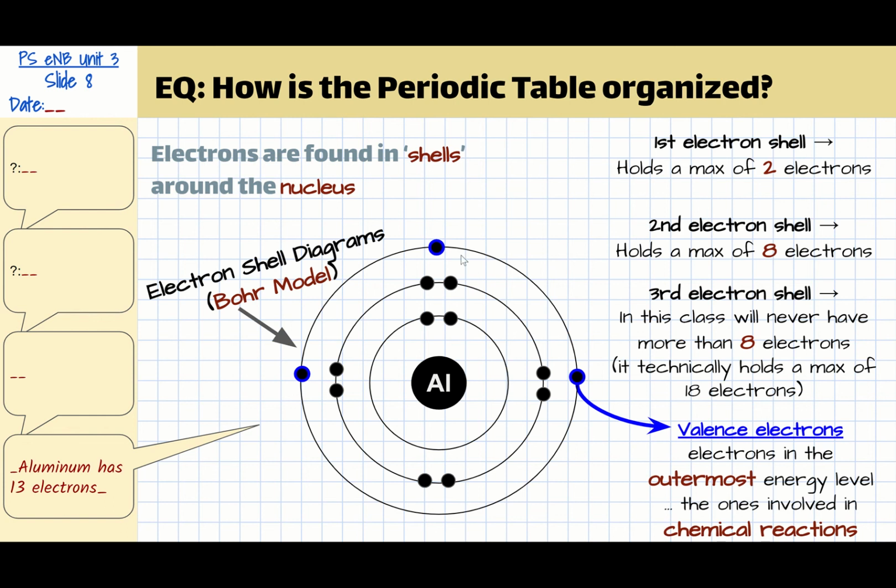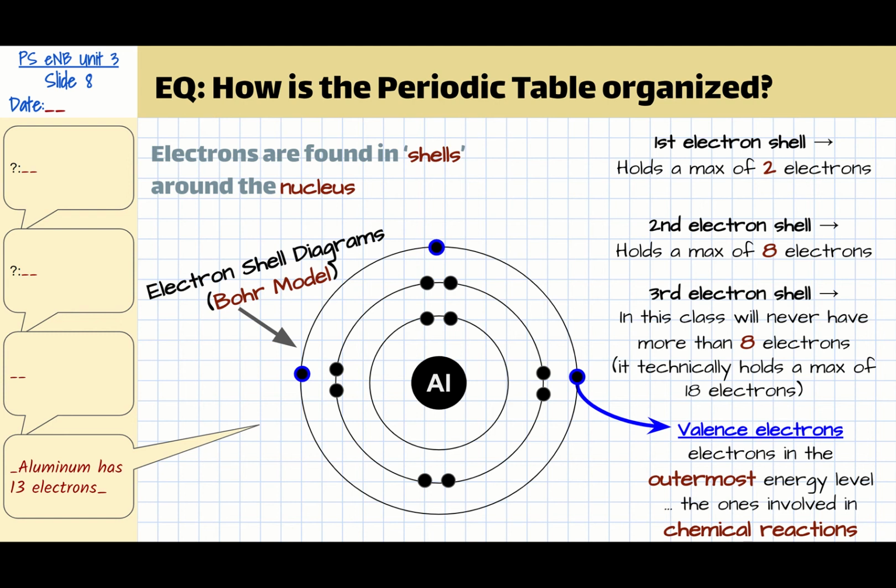So these outermost electrons, these ones in the outermost shell, I have kind of highlighted blue. These have a special name. They're called valence electrons, and they're the electrons in that outermost energy level, and they're kind of the most important one, you guys. Those are the electrons that are involved in chemical reactions.